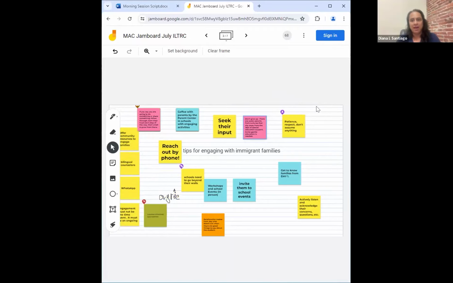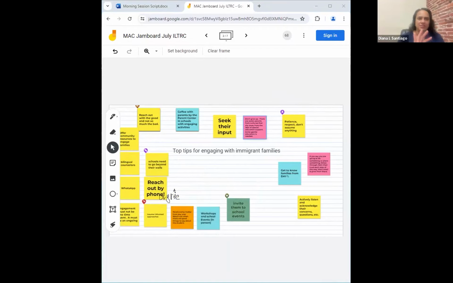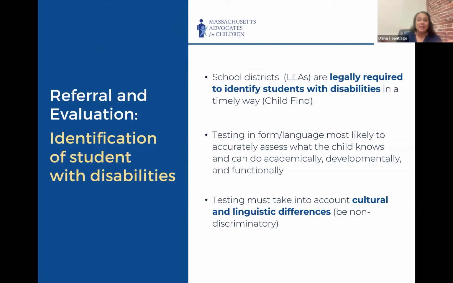So thank you. You all have clearly a lot of important tips for working with immigrant families and engaging them, which is just basic to student success. Okay, so referral and evaluation, identification of students with disabilities, including English learners or multilingual learners.